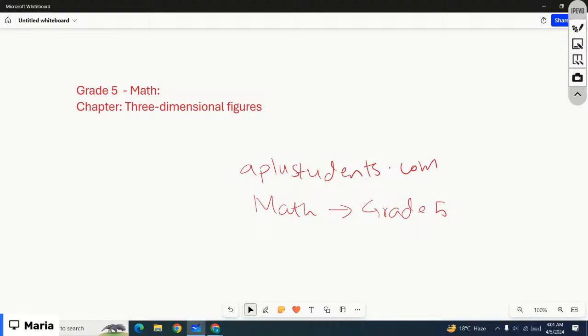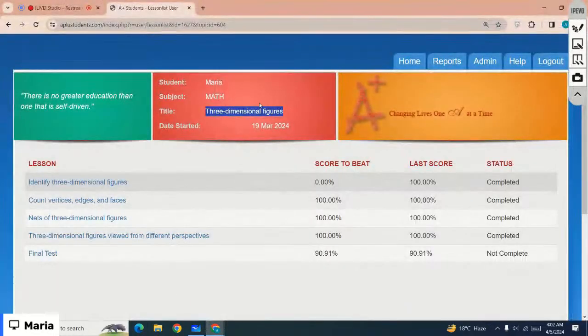We're going to start with the chapter three-dimensional figures. Please make sure you have your notebook and pencil so that you can note down the important examples and definitions as well. So here I'm on grade 5 math. Let's start with the lesson three-dimensional figures. Identify three-dimensional figures. Let's start with the first lesson.